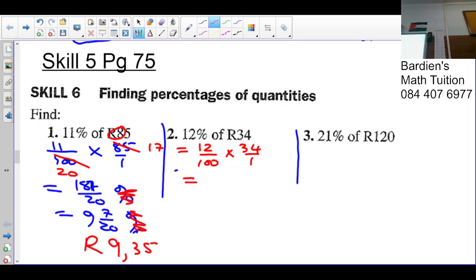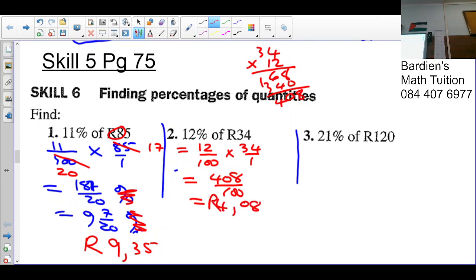This answer is also going to be in rands. So I'm going to keep this as a denominator. So it's going to be 12 multiplied by 34, which gives you 408 over 100. But if you want to put it in rands, what would it be? 4 rand and 8 cents. Why am I not simplifying here? Because if I'm going to simplify, I must convert it again to a denominator of 100. Does it make sense? So I keep it as 100.